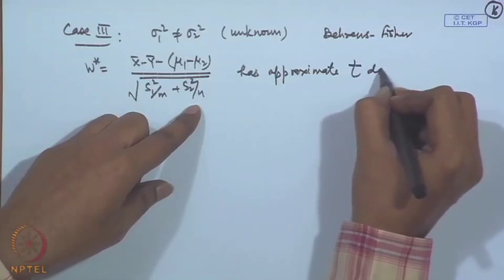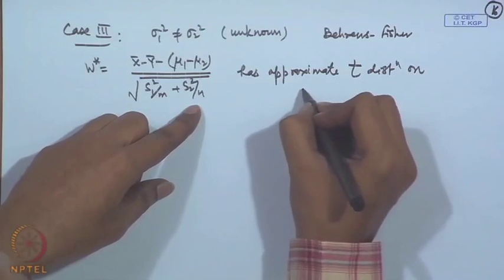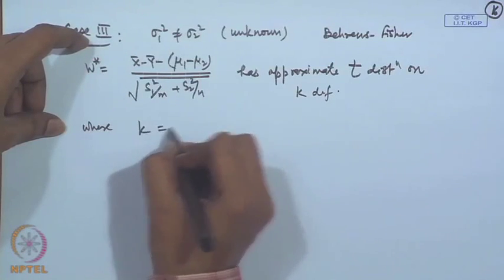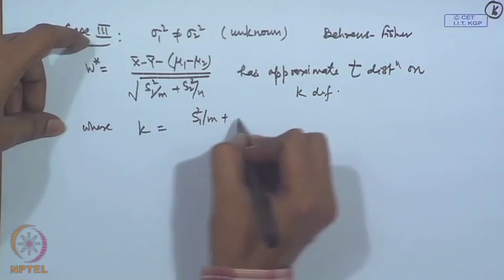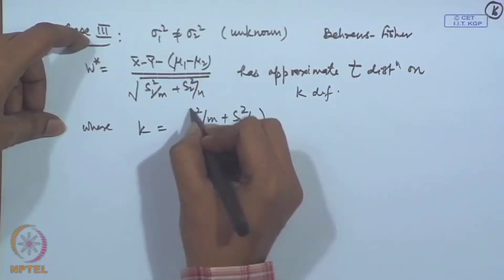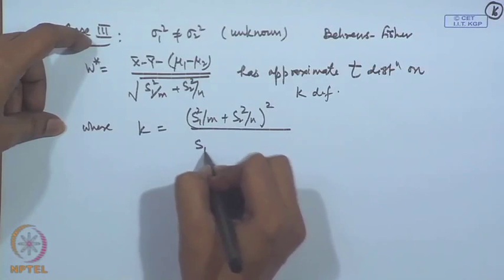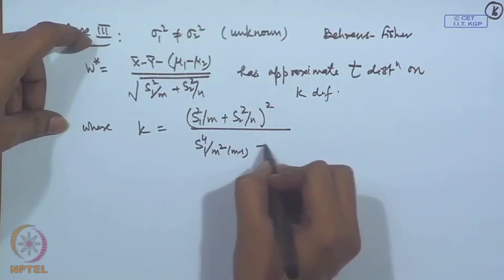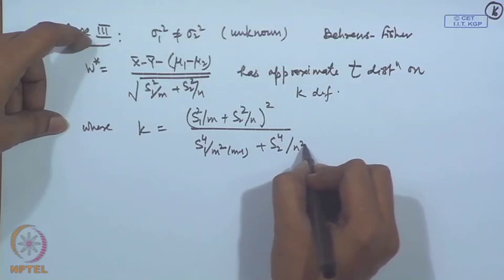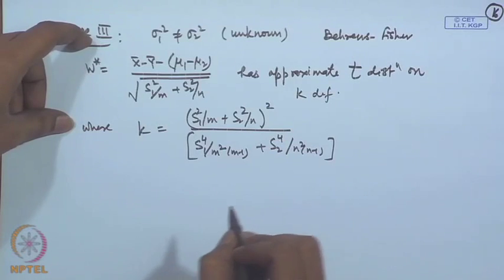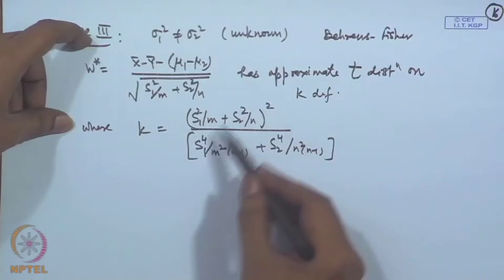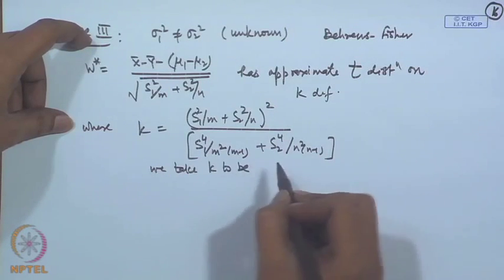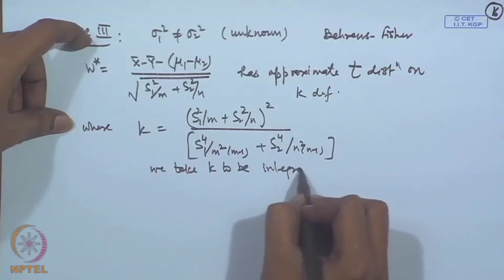So, this has an approximate t distribution on, say, k degrees of freedom, where k is actually a random quantity. It is (S 1 square by m plus S 2 square by n) whole square divided by [S 1 to the power 4 divided by m square into (m minus 1) plus S 2 to the power 4 divided by n square into (n minus 1)]. And again the problem is that this need not be an integer. So, we usually take k to be the integral part of this.